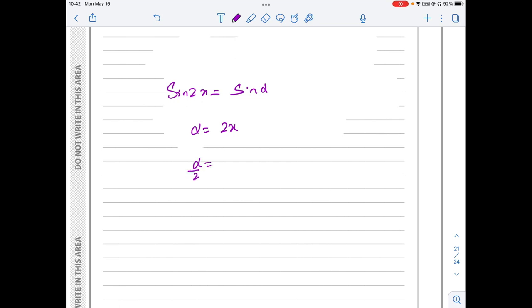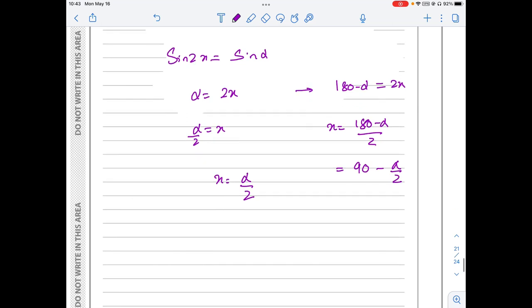So alpha by 2 is nothing but x. Now I can write another one: 180 minus alpha is equal to 2x. So x is equal to 180 minus alpha upon 2, which can be written as 90 minus alpha upon 2. So x is alpha upon 2 or x is 90 minus alpha upon 2.